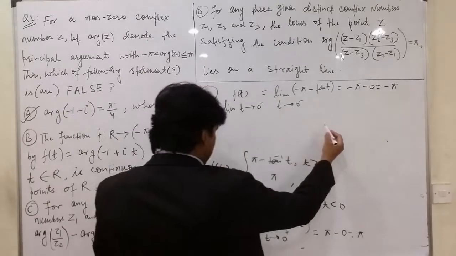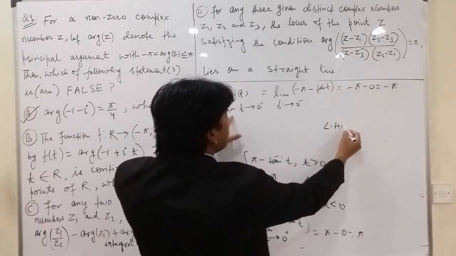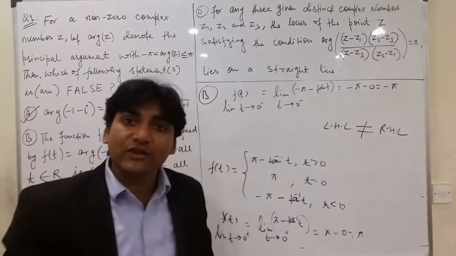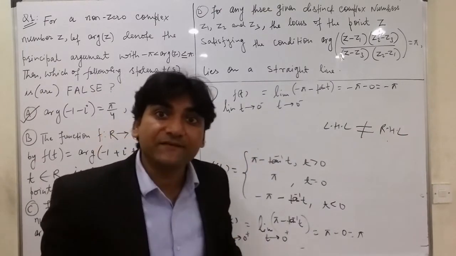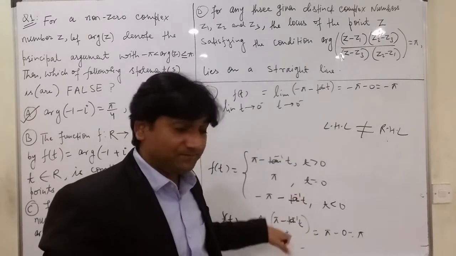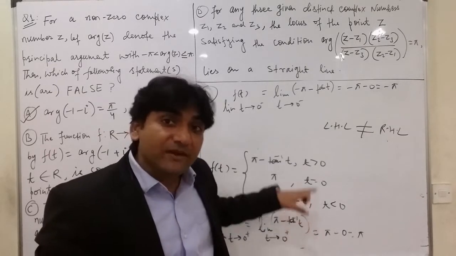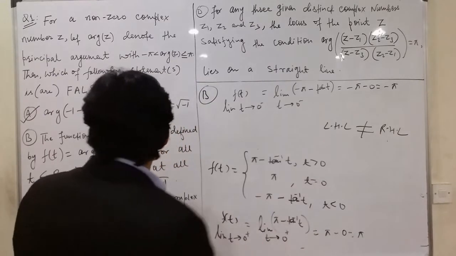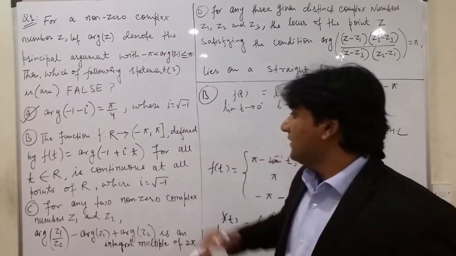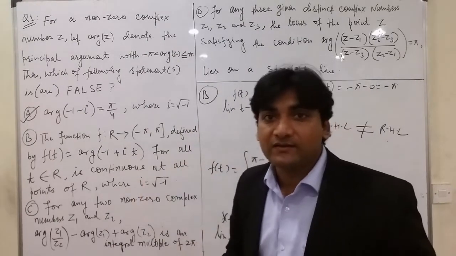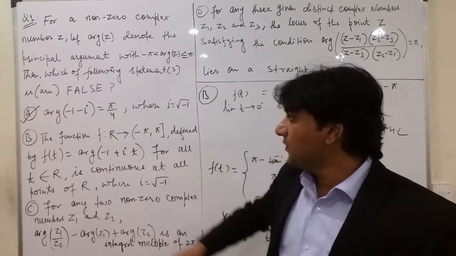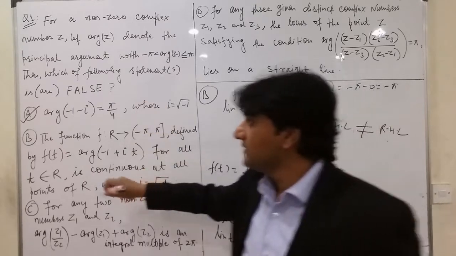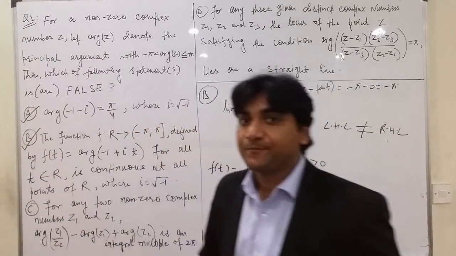So here I understood this is left hand limit. Left hand limit does not equal to right hand limit. So when left hand limit does not equal to right hand limit, it means limit itself won't exist at t equals 0. So if limit won't exist, it means it won't be continuous. So option B was, it is continuous at all points of R. No, it is not continuous. So statement B is false. Since we have to select false one, so option B also we will select.